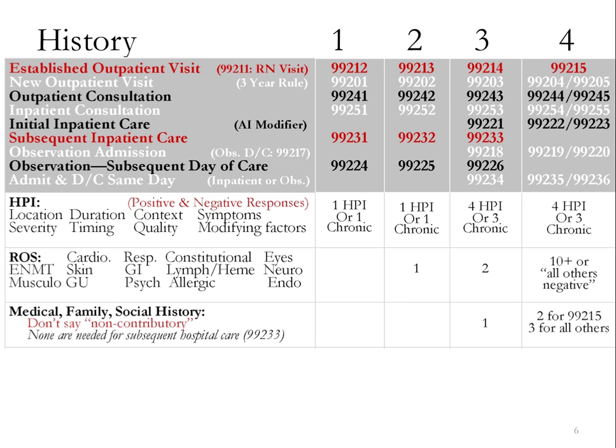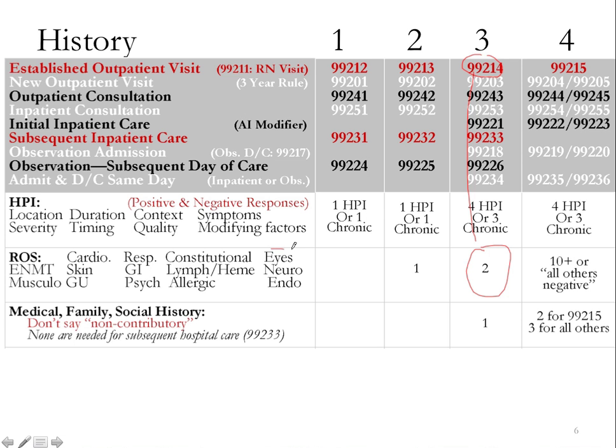In addition to the history of present illness is the review of systems and the medical, family, and social history. The review of systems is probably the most over-documented element in most cardiology notes. When we're billing for the 99214 level of service, which again is going to be our most common one, you can see here that only 2 review of systems elements need to be documented in order to meet or exceed that specific level of service.